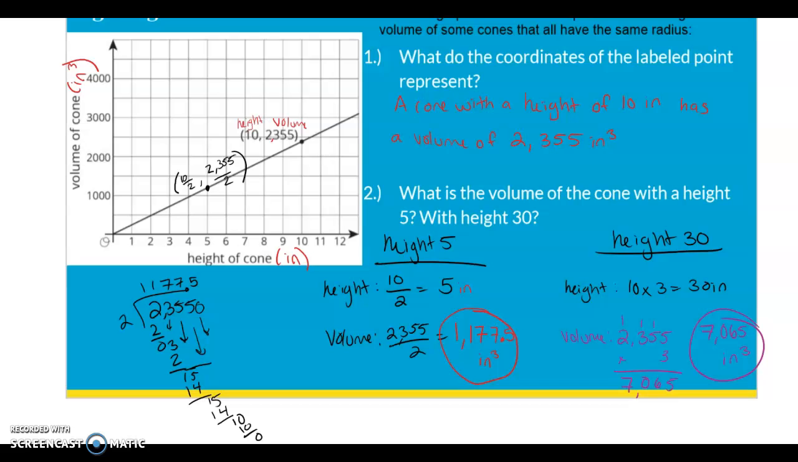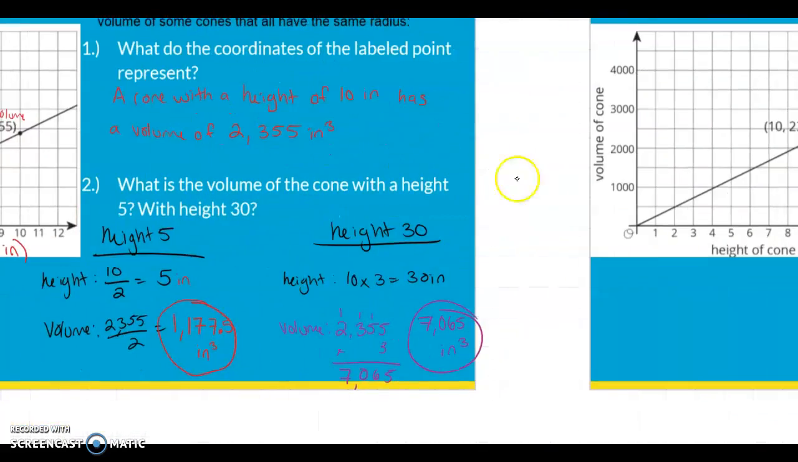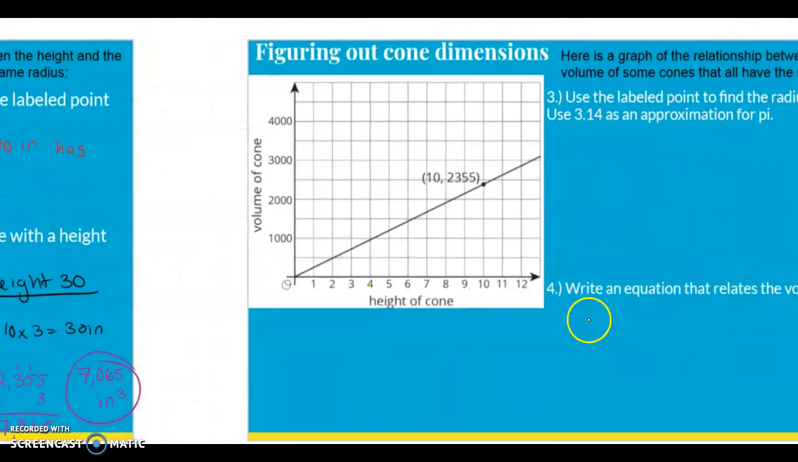And that's how you use your reasoning skills, because if we know one point, we can most likely find the other points, either by cutting it in half, multiplying it by 2, 3, whatever. So there's a few more questions on this cone dilemma. So let's see what our other cone is.